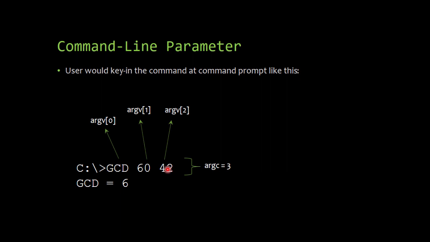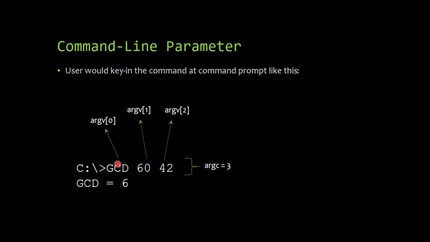In order to use command line parameters, you need to utilize two built-in or standard variables that are already defined for you. Number one is ARGC. ARGC will carry the value of the number of tokens, the number of words that we key in at the command line. In this case, ARGC is 3 because we have GCD one word, 60 one word, 42 one word. So altogether, we have 3 arguments keyed in at the command line.